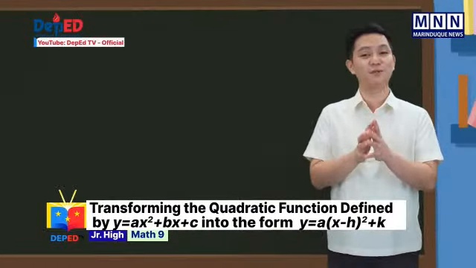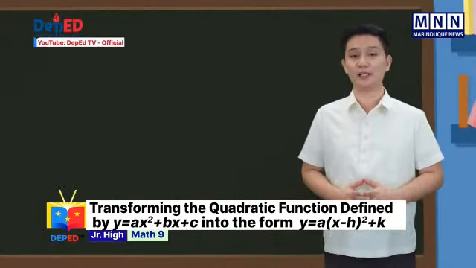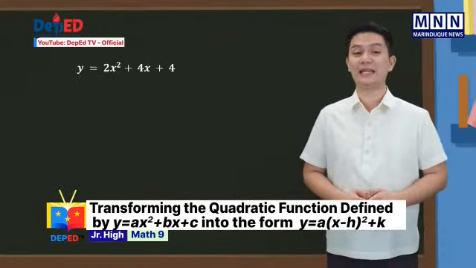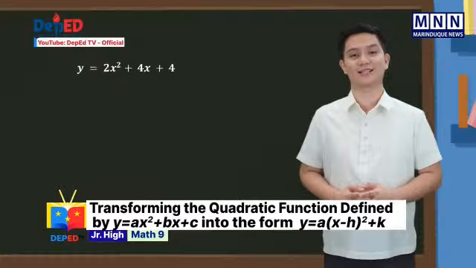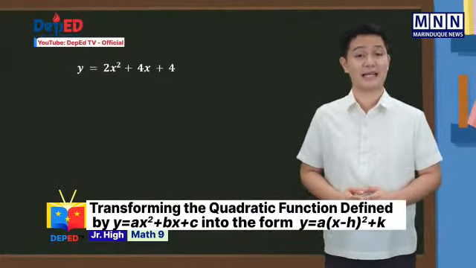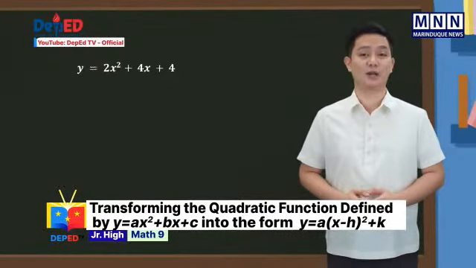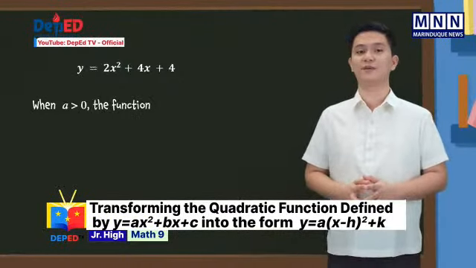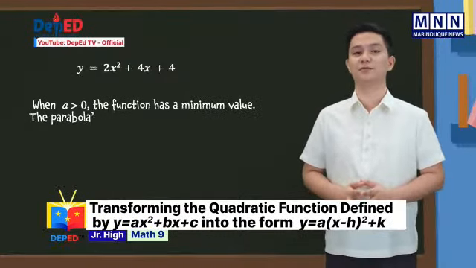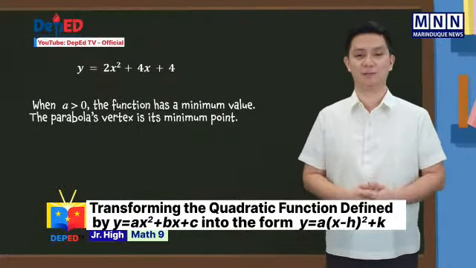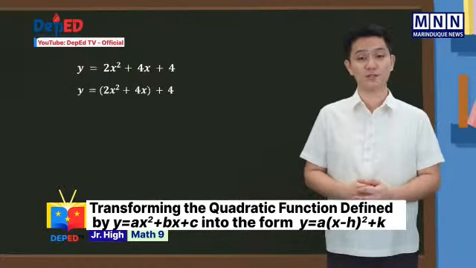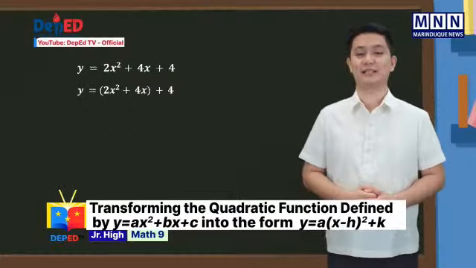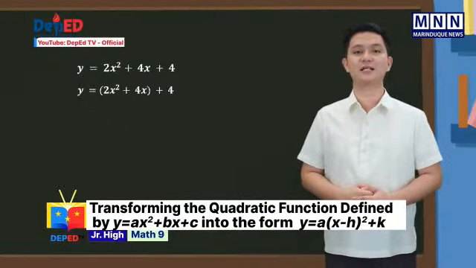At this point, let me give you some more examples on how to rewrite quadratic functions into their vertex form. Number 1, y equals 2x squared plus 4x plus 4. This function is in general form. The leading coefficient is 2, a positive number. When a is greater than 0 or positive, the function has a minimum value. The parabola's vertex is its minimum point. So we separate the terms with the variable from the constant term, hence the parenthesis. Next, we factor out the coefficient 2.